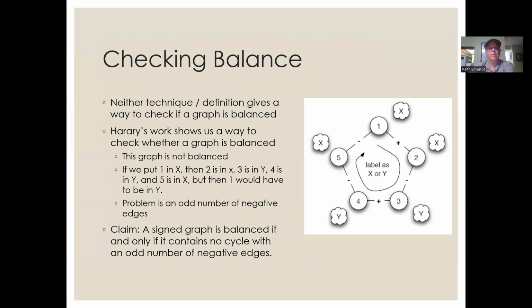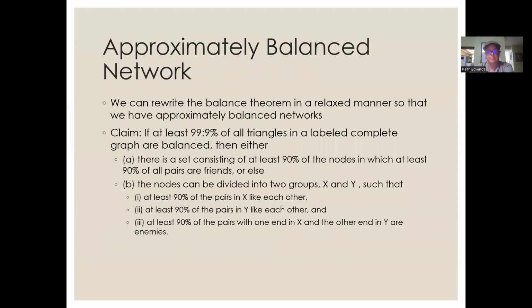So the problem that we have here is an odd number of negative edges, and a signed graph is balanced if and only if it contains no cycle with an odd number of negative edges, and that turns out to be necessary and sufficient for showing that something is not balanced or something is balanced. You can also see this in figure 5.8 if you want to take a look at another example in the textbook. And we can verify this claim through an argument using supernodes, or we can verify it using breadth first search, which amounts to showing that the graph is bipartite into groups X and Y.